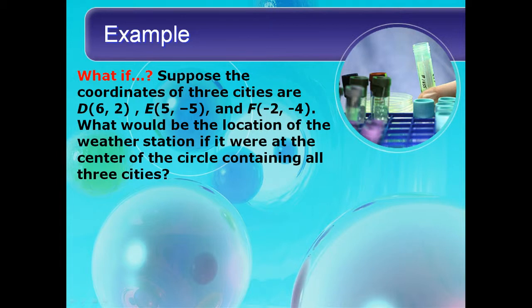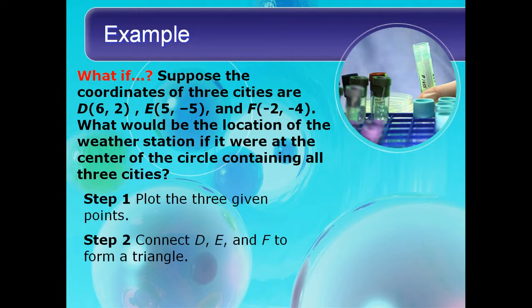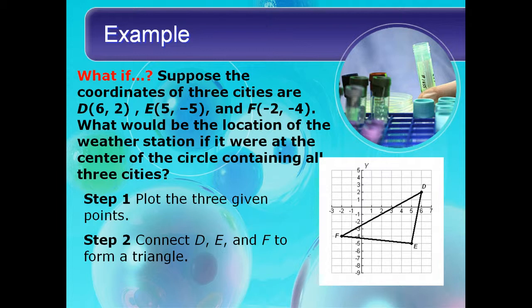Now what if the coordinates of 3 cities are D (6, 2), E (5, -5), and F (-2, -4)? What would the location of the weather station be if it were at the center of the circle containing all 3 cities? So step 1, we want to plot the 3 given points and then connect them to form a triangle, just like we did in the last problem. So we have our triangle here, and we're going to need to find the perpendicular bisectors of 2 sides so that we can find the point.